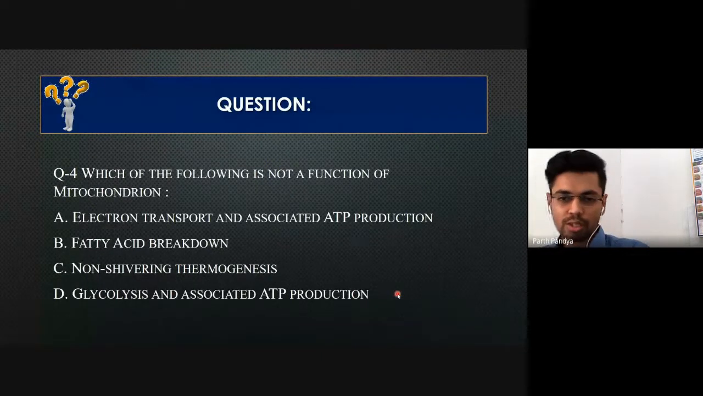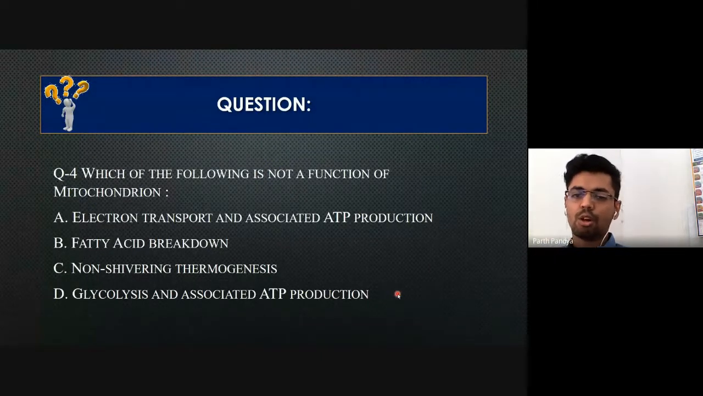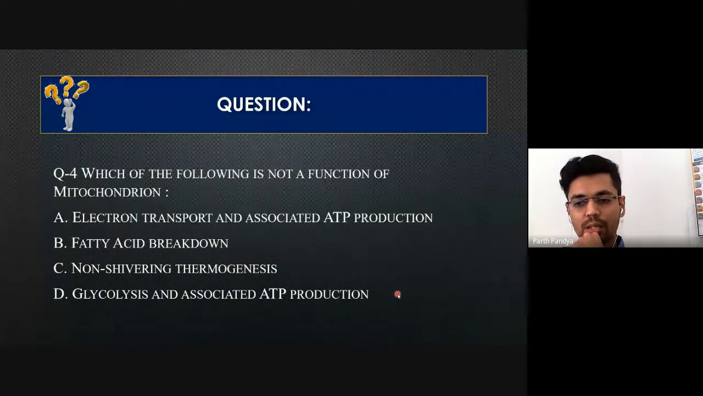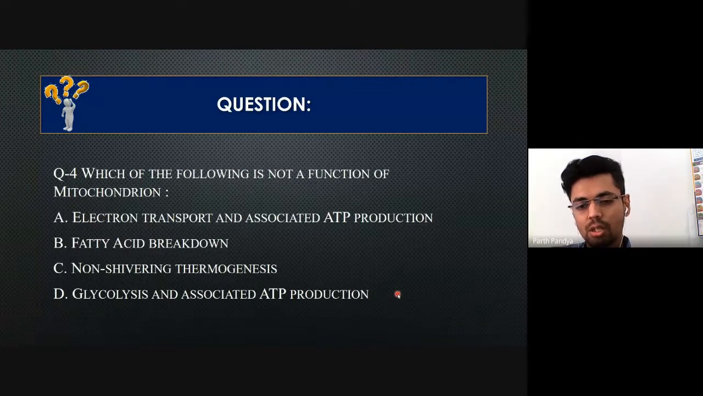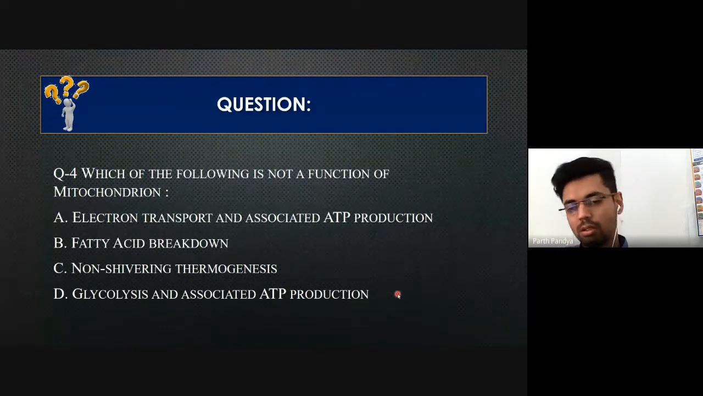So coming to the question: which of the following is not a function of mitochondria? A, electron transport and associated ATP production. B, fatty acid breakdown. C, non-shivering thermogenesis. D, glycolysis and associated ATP production. Can I have the answers for this?